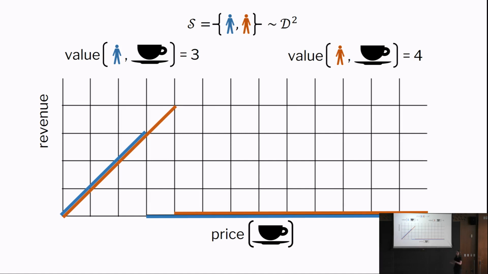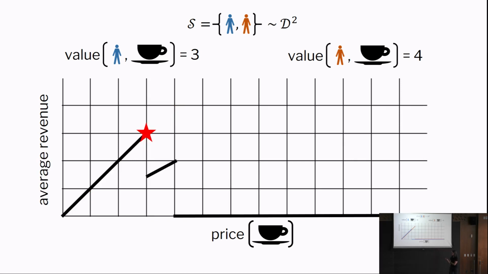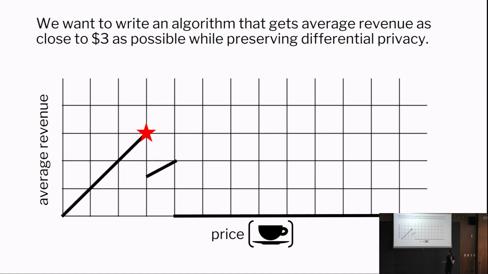Okay, and remember, our pricing algorithm wants to maximize average revenue over the sample. So I'm just going to take the average of the blue line and the orange line, which is this. And you can see that the price that maximizes average revenue is $3. But everything about this average revenue curve has to do with the sample, right? The breaks between the piecewise portions have to do with the sample. The output price has to do with the sample. If I just return 3 as the price, it reveals a lot of information about the sample. So I can't return 3, right? Because this function has everything to do with the sample. If I change the sample a little bit, this function is going to change a lot. So we want to write an algorithm that gets average revenue as close to 3 as possible while preserving differential privacy.